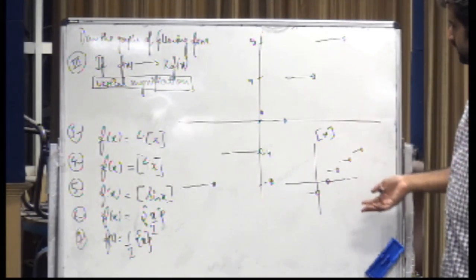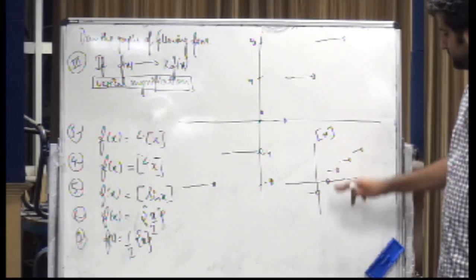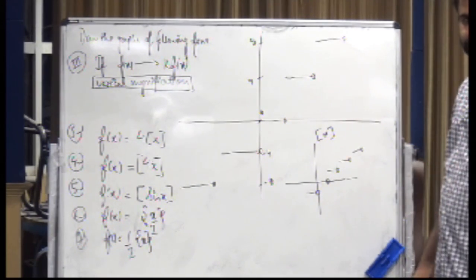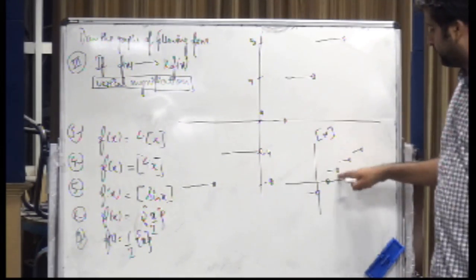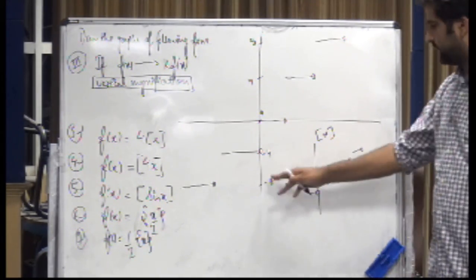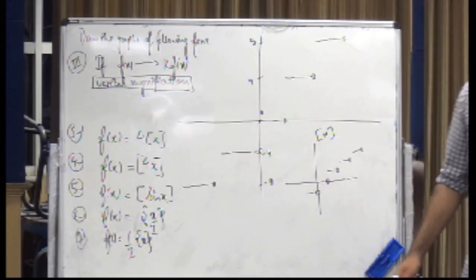Now I am just making it 4 times. So each of these values will become 4 times. So this value is 0. 4 times 0 is 0. 4 times 1 is 4. 4 times 2 is 8. 4 times minus 1 is minus 4.